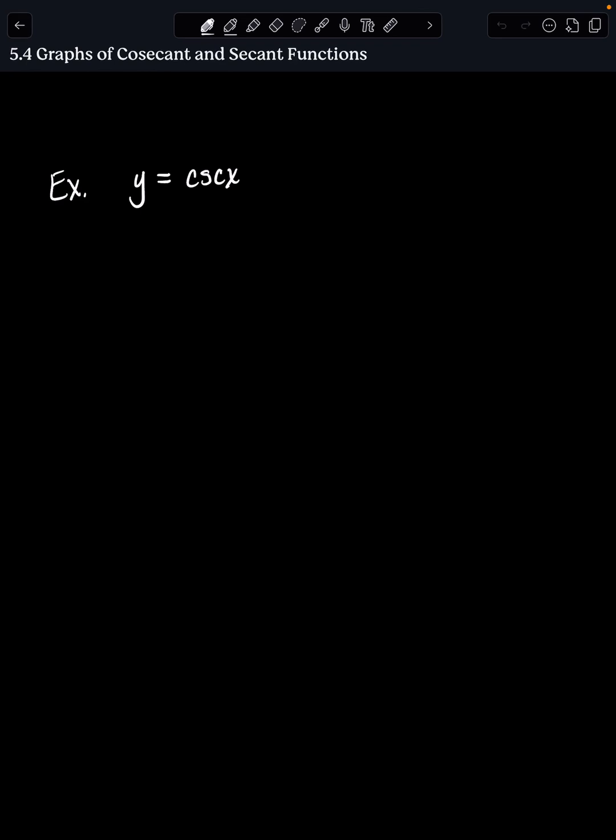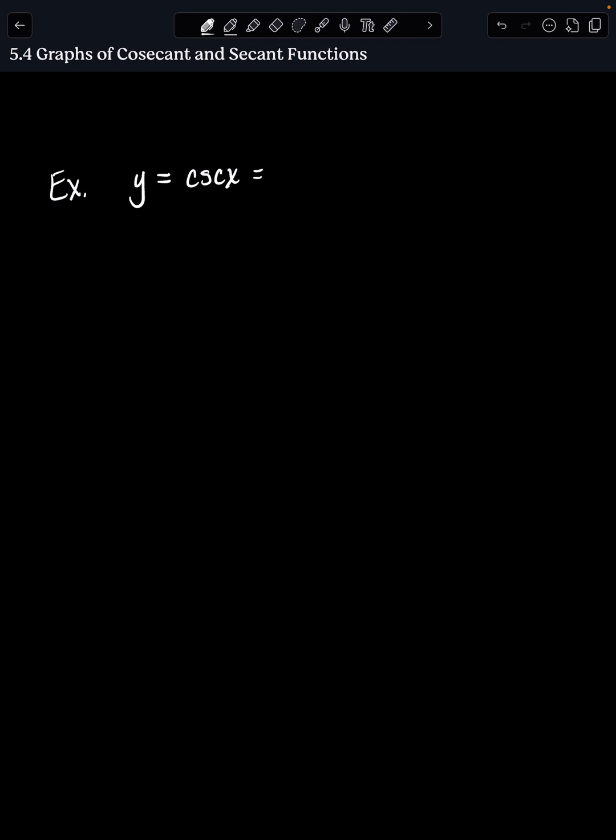Alright, so we are going to graph the cosecant and secant functions. And I'll say if you're comfortable with graphing sine and cosine functions, you're going to be just fine graphing cosecant and secant, because we're going to set up a way to do that by using sine and cosine. So if I have y equals cosecant of x, that's going to be the parent graph.